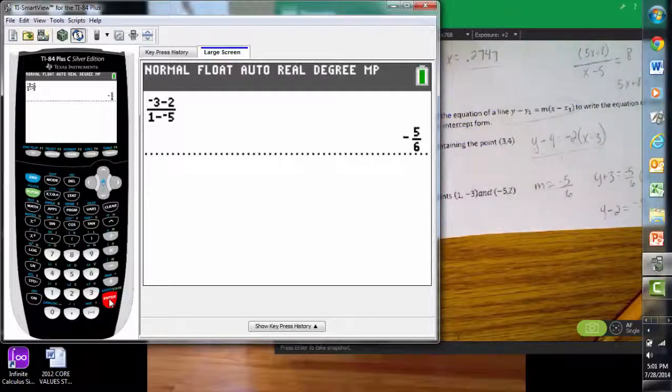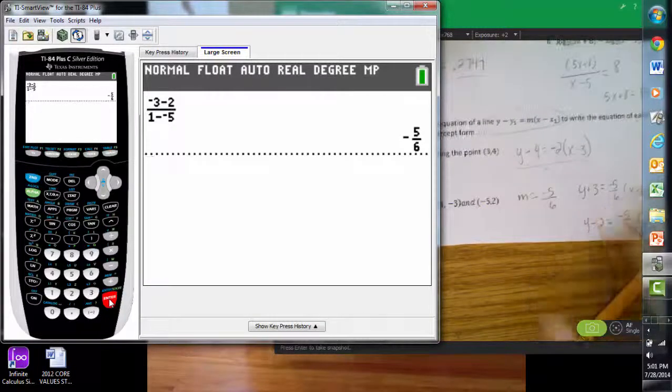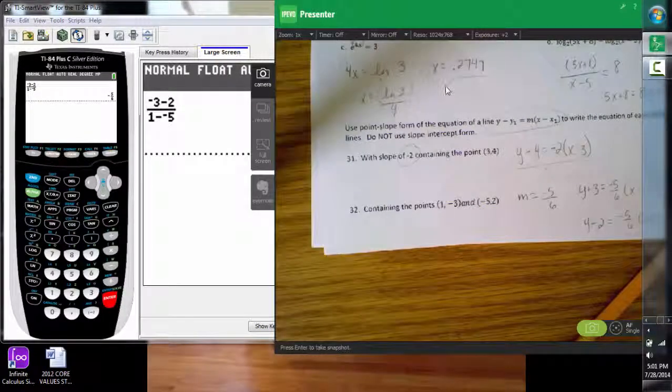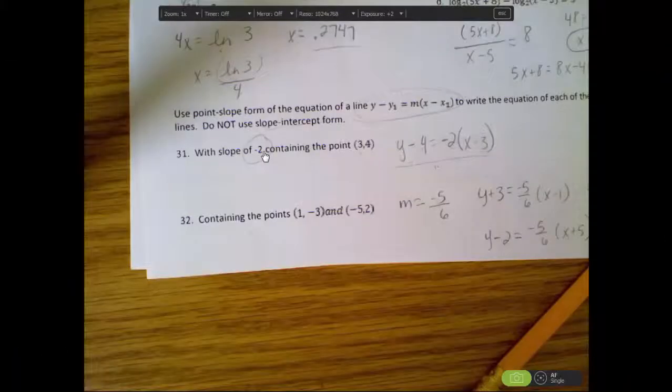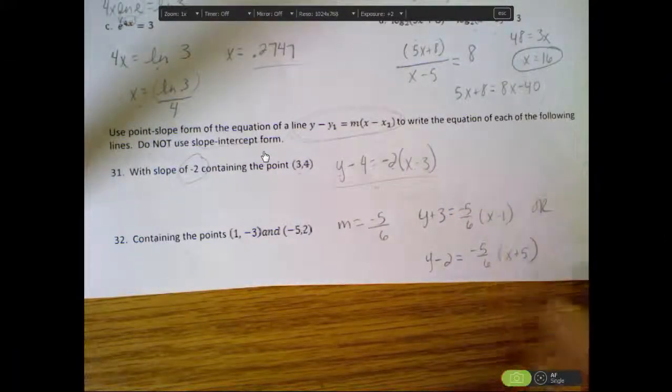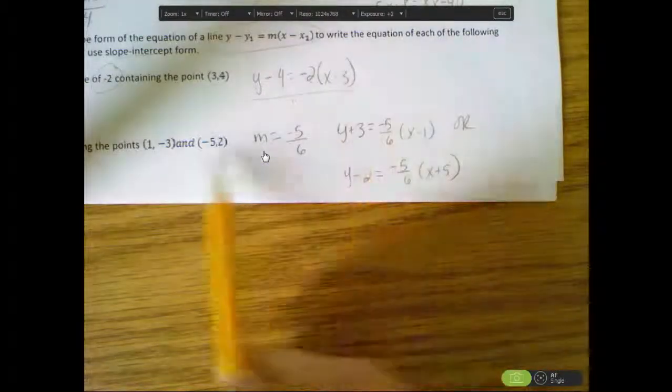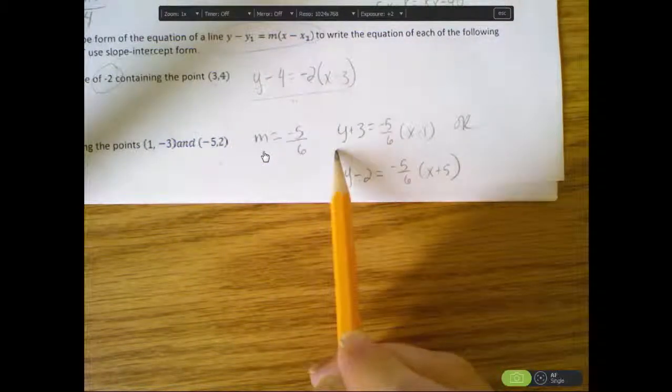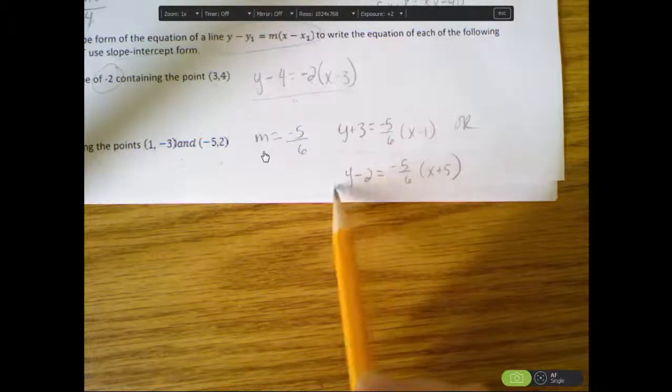Please use this. I know you guys are all really good at math and you never mess up signs, but it's such an easy fix for such common mistakes that there's just no reason not to use it. So your slope is -5/6, and therefore either of these equations is acceptable. You can use either point. If you use the first point, this is your equation. If you use the second point, this is your equation.